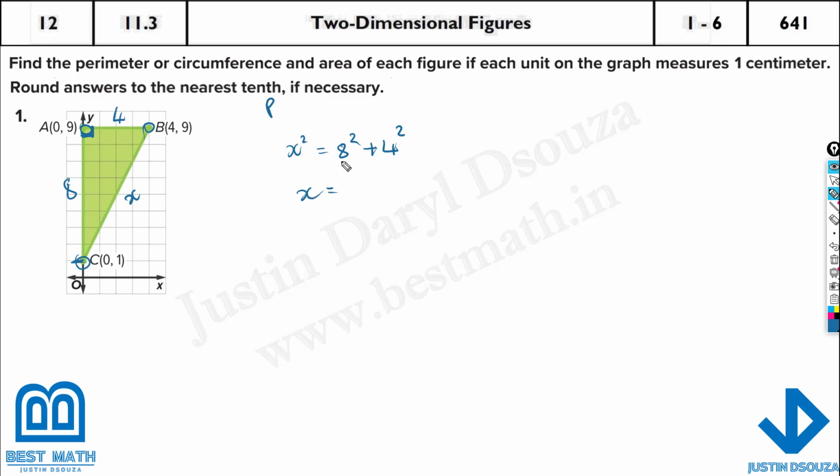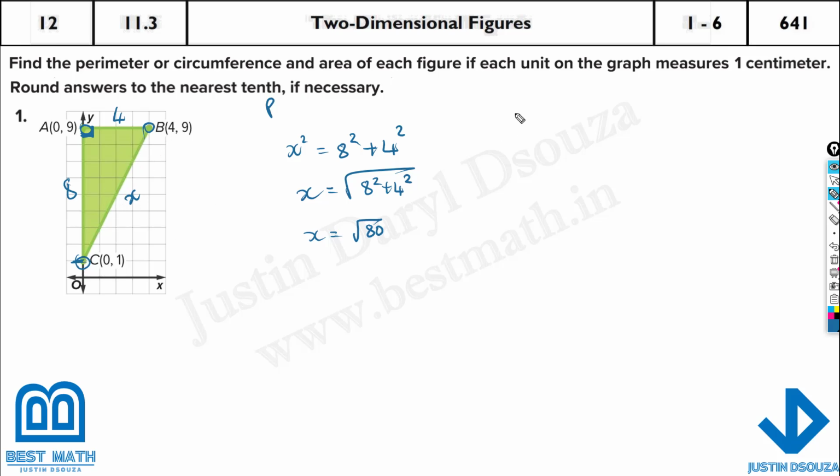So x is equal to the square root of 8 squared plus 4 squared. 8 squared is 64 plus 16, that's 80. So it's square root of 80. That's the answer for x, the slanted side.